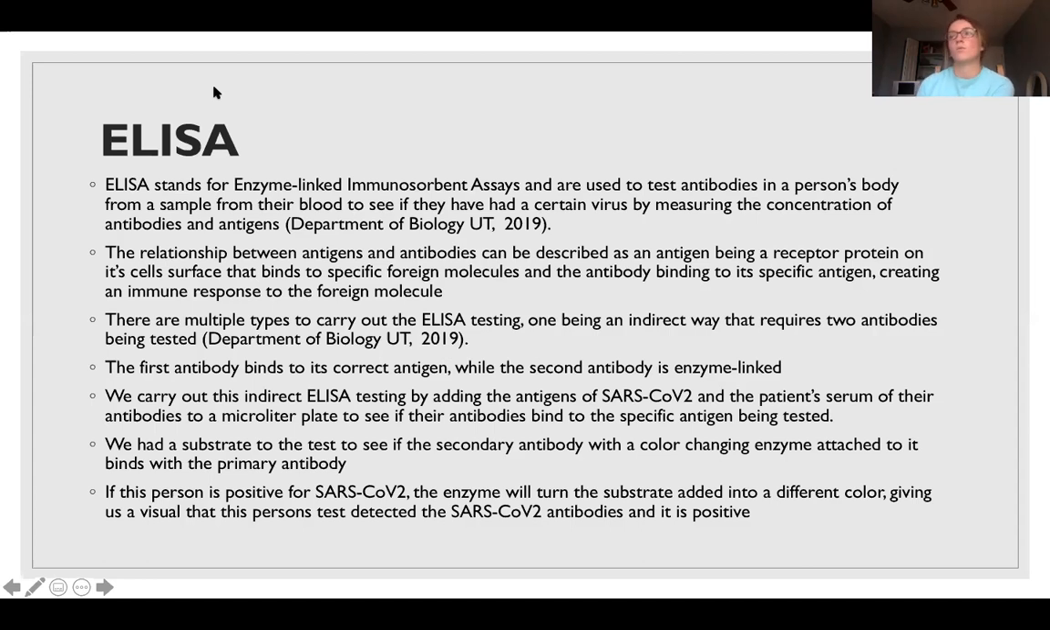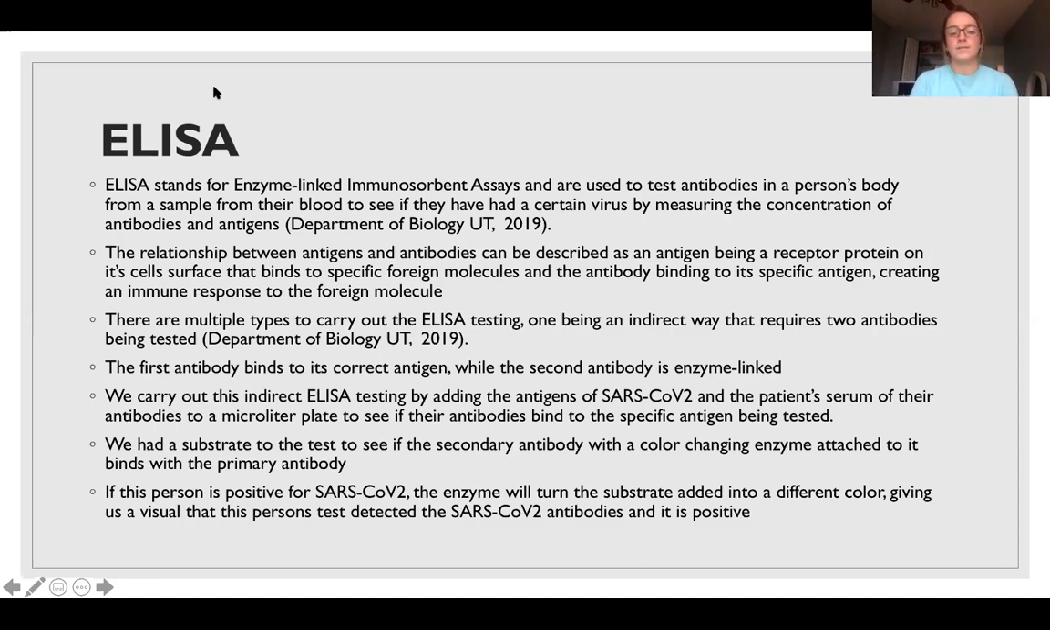antigen interactions. And what we know about the antibody and antigen interactions is the antigen is pretty much a receptor protein on its cell surface, and then it binds to specific foreign molecules, and the antibody binds to its specific antigen, creating an immune response to foreign molecules, which we know is what happens when we get sick or have a virus or disease in our body.